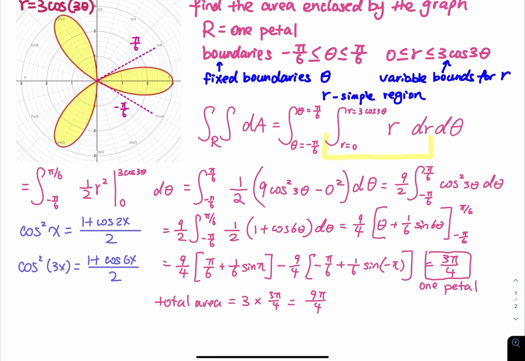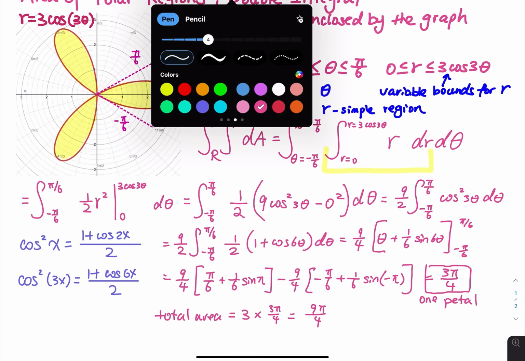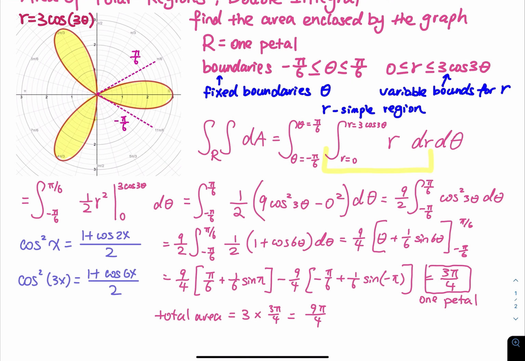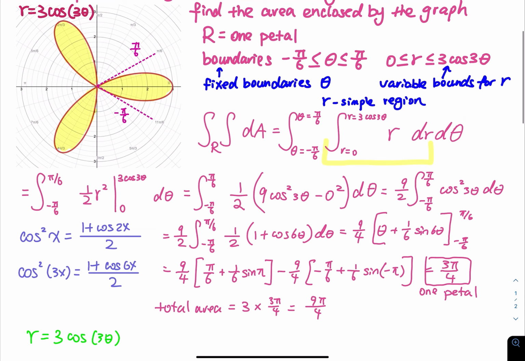All right, so the problem is done here, and I have to return to my question at the very beginning. If they don't tell you negative and positive pi over 6, how do you find it? First of all, let's switch to a different color, this green. We have r equals 3 times cosine of 3 theta, right? And take a look. This one is touching the 0.